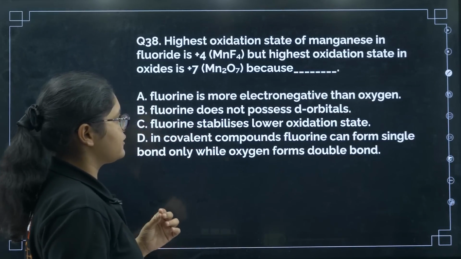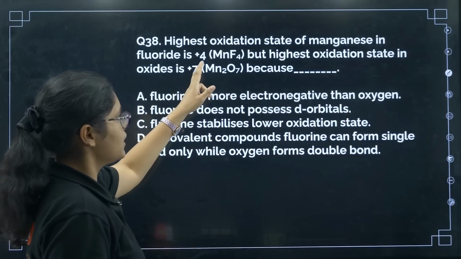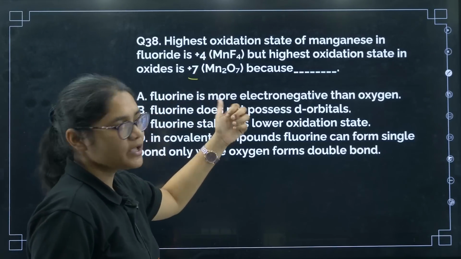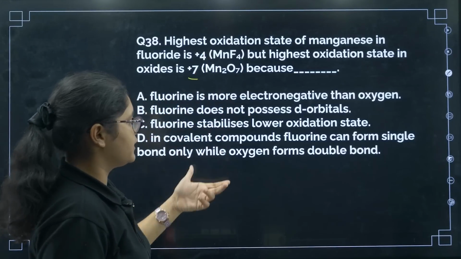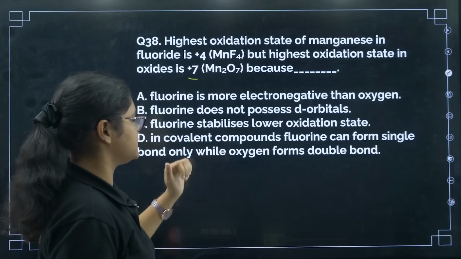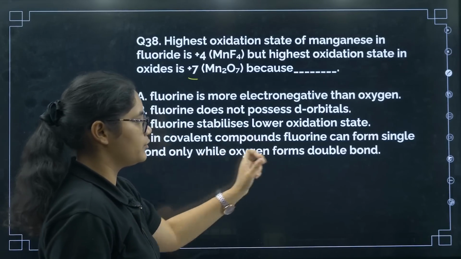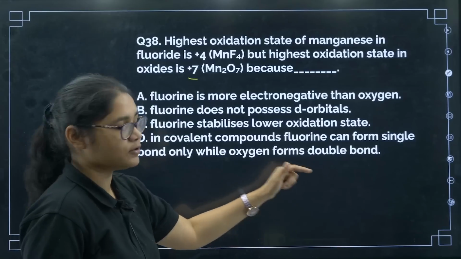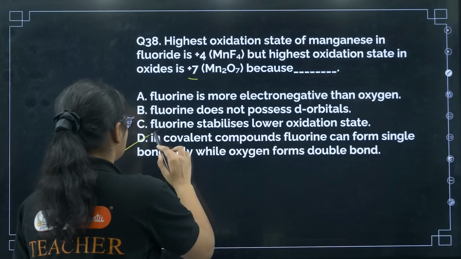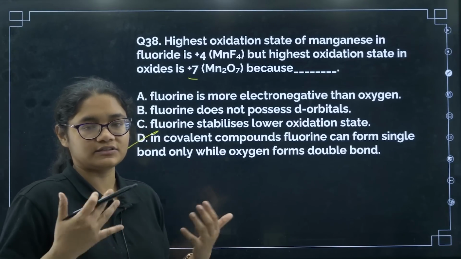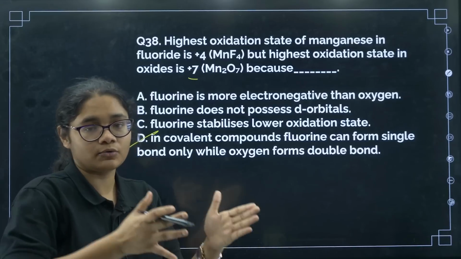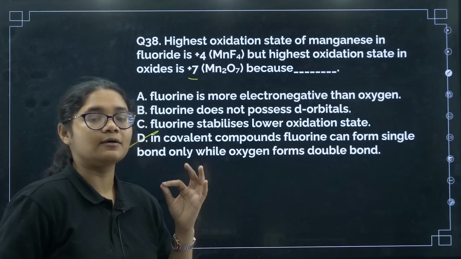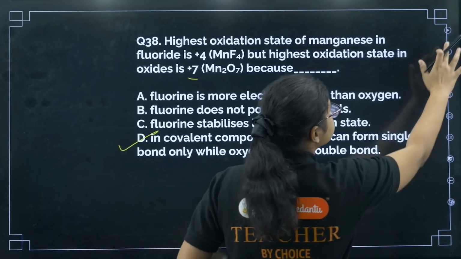The highest oxidation state of manganese in fluoride is +4, but the highest oxidation state in oxides is +7. Because, so yes, fluorine is more electronegative. Fluorine does not possess d orbitals. Fluorine stabilizes the lower oxidation state. In covalent compounds, fluorine can form single bonds, whereas oxygen can form double bonds. That is why higher oxidation states are stabilized by both fluorine and oxygen, but better stabilized by oxygen because of its ability to form double bonds.